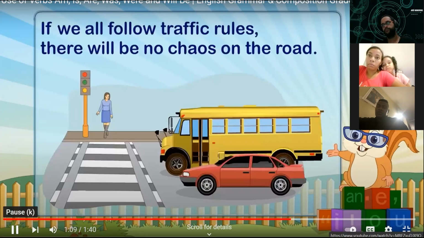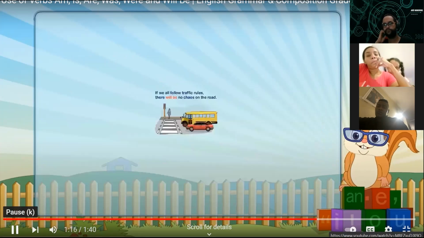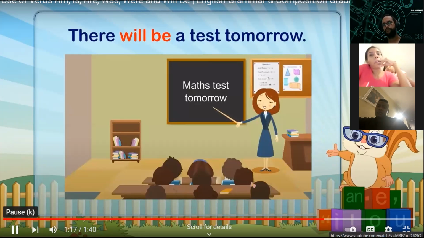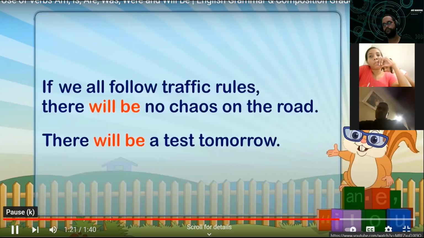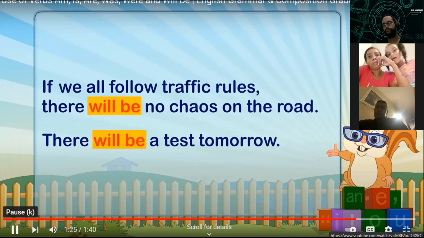If we all follow traffic rules, there will be no chaos on the road. There will be a test tomorrow. These sentences are using the verb will be that tells about the future.